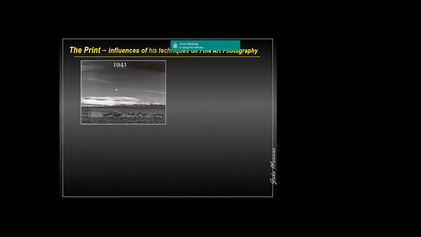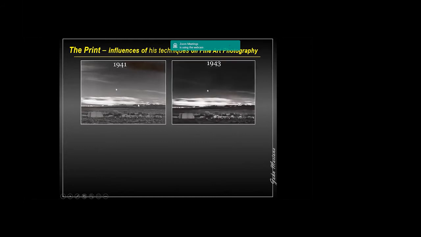The sky is a little darker. He's bringing it out. In 1943, he darkened the sky a little bit more, and you see he's creating more contrast in the lower levels. Now he's evolving the aspect of how he wants a print to look from an original negative.